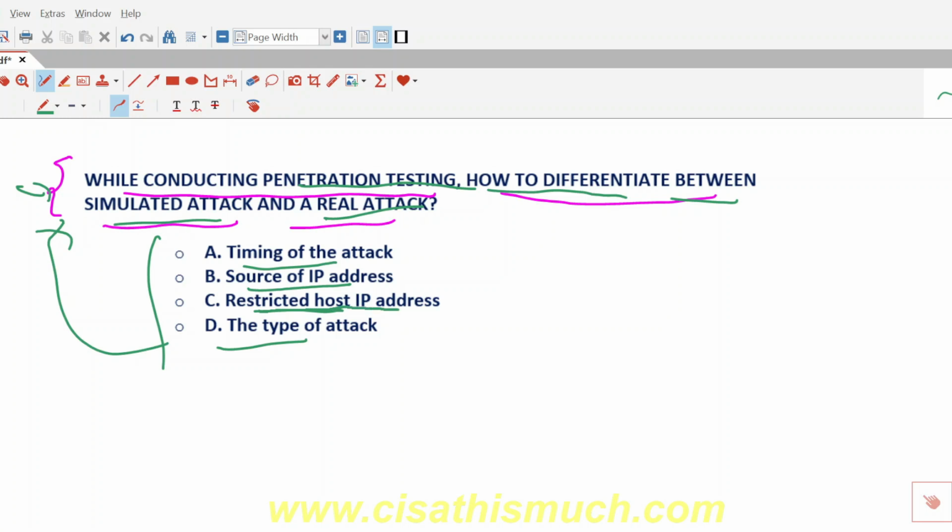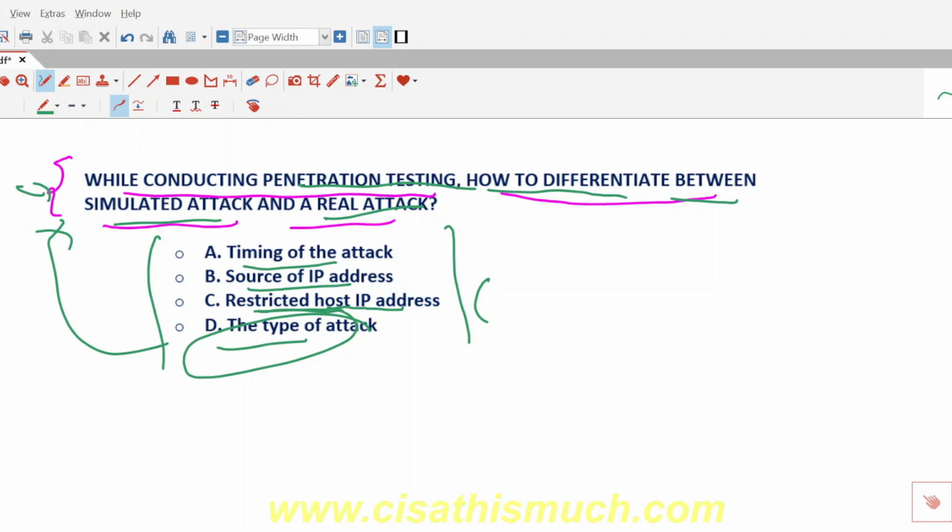Restricted source host IP address is what? Again, we have discussed, we are restricting a few servers. Please do not touch these servers. These carry sensitive data. So if an activity or event occurs on those sensitive servers, there can be a chance that this activity is happening from a real attacker. And the type of attack: if the attack is happening beyond the list mentioned in our terms and conditions, with a new technique, it can also mean that a real attack is happening. But understand one thing, all four options make sense.